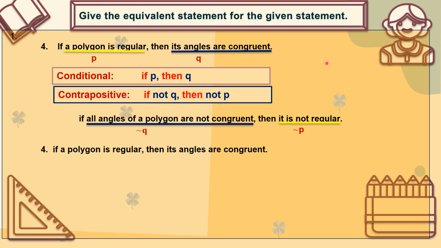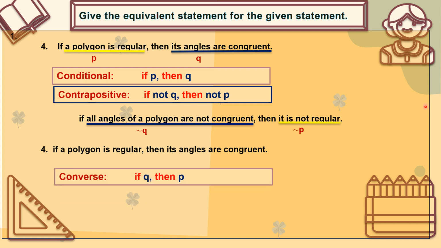Next. Okay, what if i-take ko naman as converse? So, pagpapalitin ko ng pwesto yung Q at saka yung P. So, kapag converse, ito po ay if Q, then P. Okay? So, pag ito naman, converse, mauna yung conclusion, magiging ang conclusion niya ay a polygon is regular. Ano naman ang ating hypothesis? Its angles are congruent. So, ayan po ang ating P.